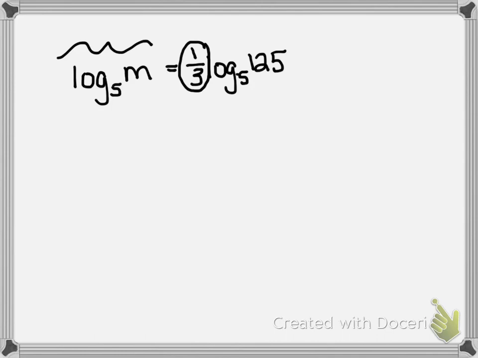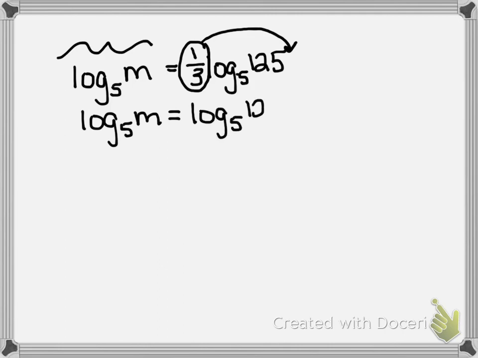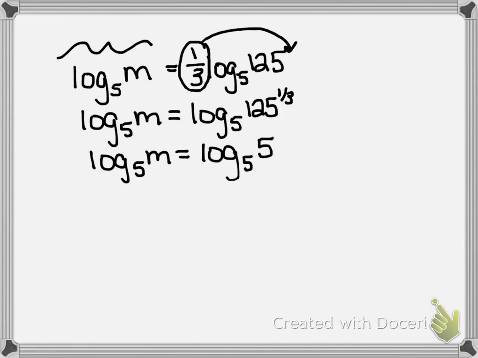And so the third property says that the coefficient that's in front of this log was originally up at the exponent above the 125. And so that means that before we can drop the logs and the bases, we need to move that exponent back up to where it would have originally been, which would have been up there. And so that means that we have log base 5 of m on the left, and we have log base 5 of 5 on the right.